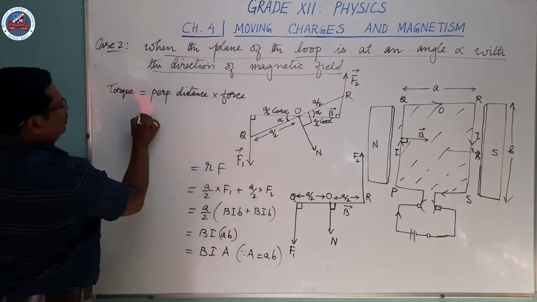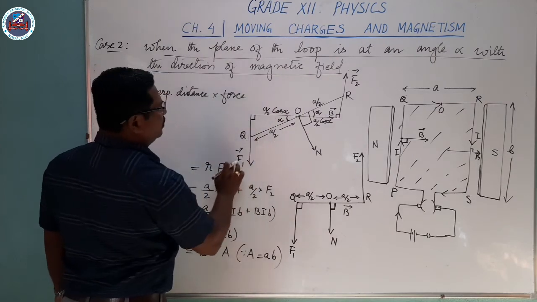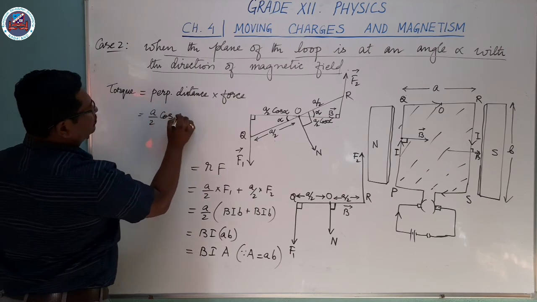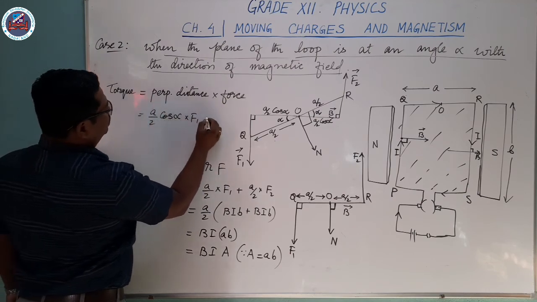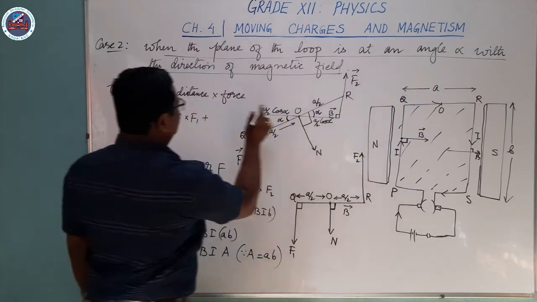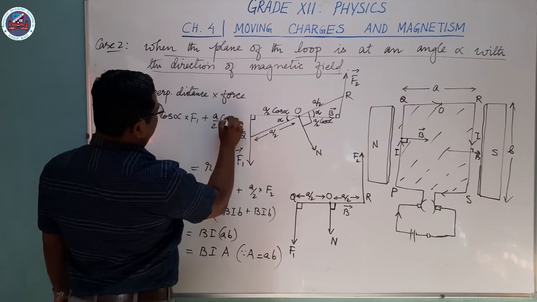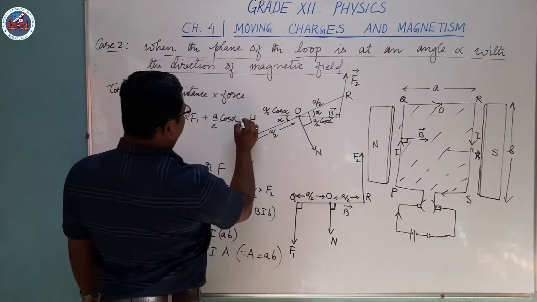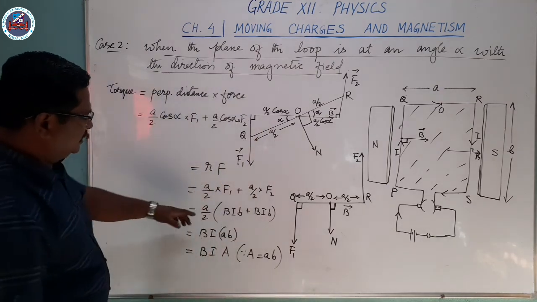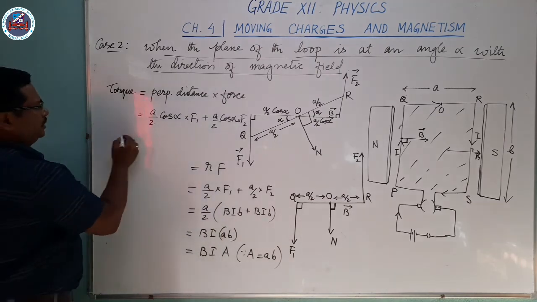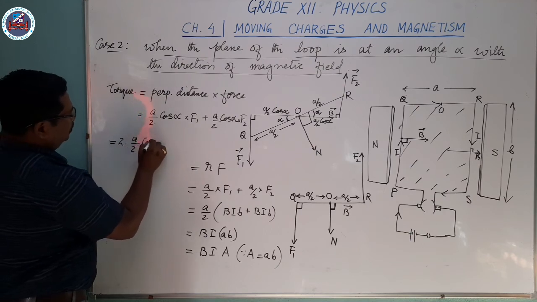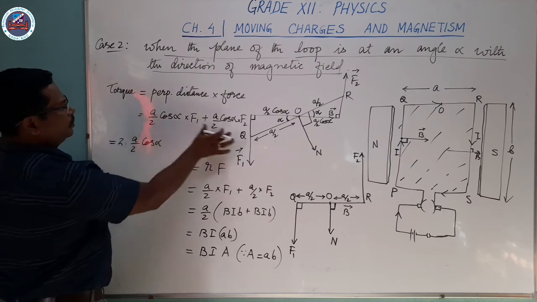If you use the perpendicular distance, for force F1 it is A by 2 cos alpha, into force F1, plus for the second half the perpendicular distance is A by 2 cos alpha, and the force is F2. The magnitude of F1 and F2, as you know already, is BIB. If you put it here, both will give the same thing, 2 times A by 2 cos alpha. I'm doing twice the same thing.